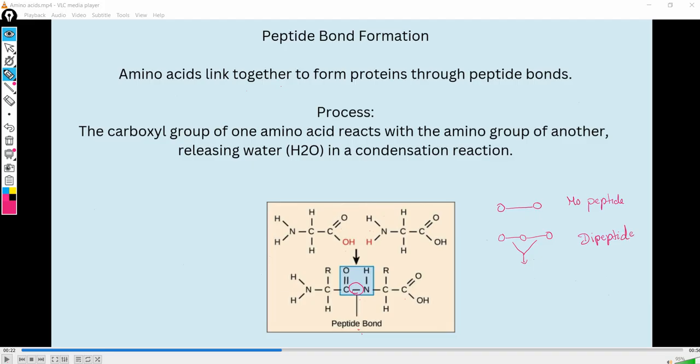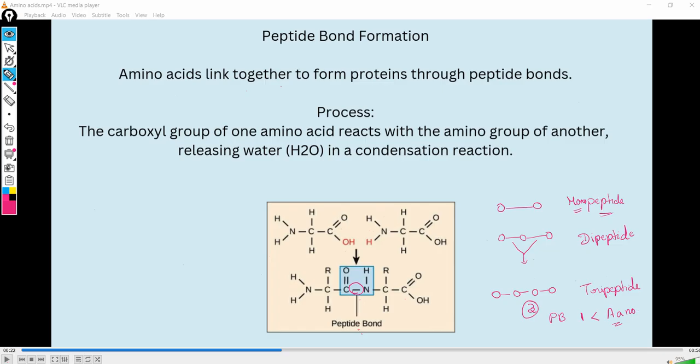Here, monopeptide. For mono, we will just represent it as peptide. And if there are 4 amino acids, the links between them will be 3. Right? This is your tripeptide. So here we can learn that the number of peptide bonds will be 1 less than what? Amino acid number.